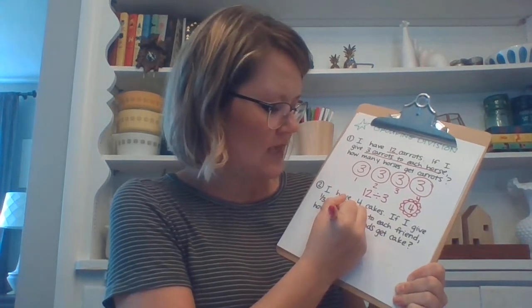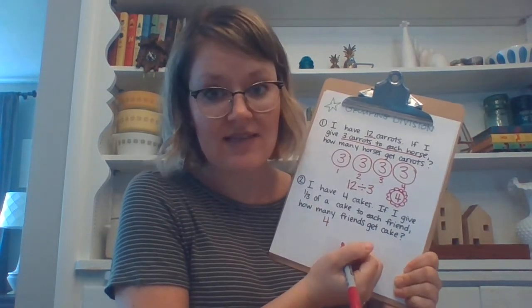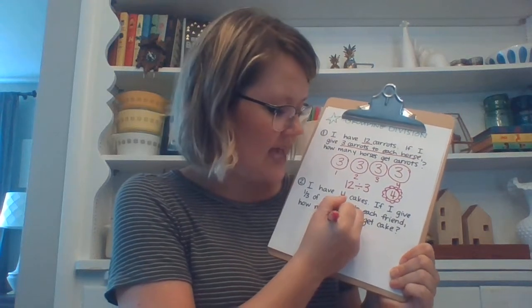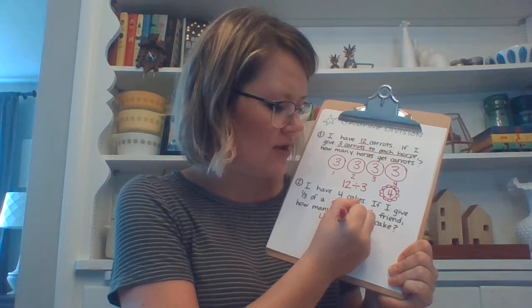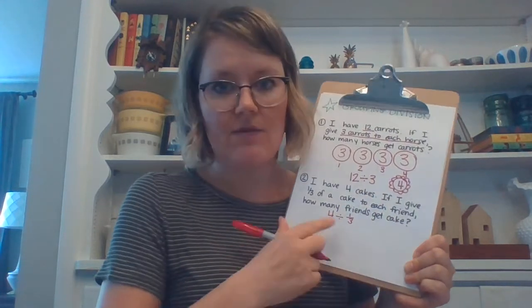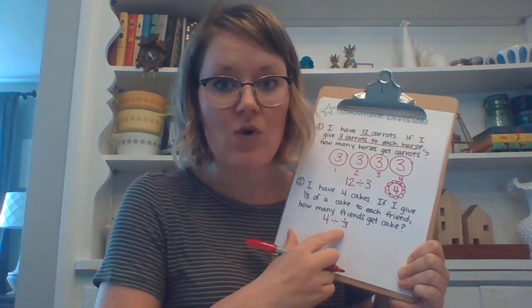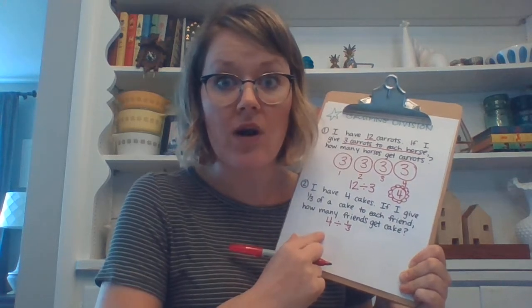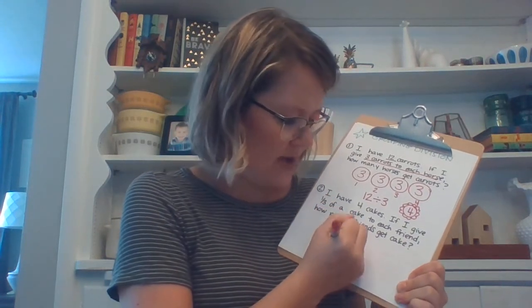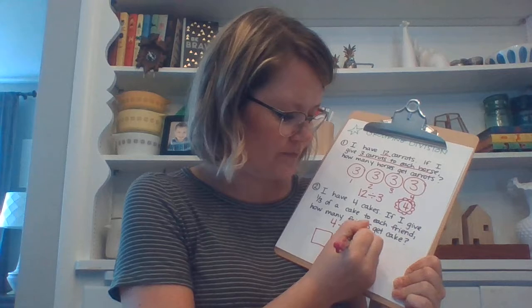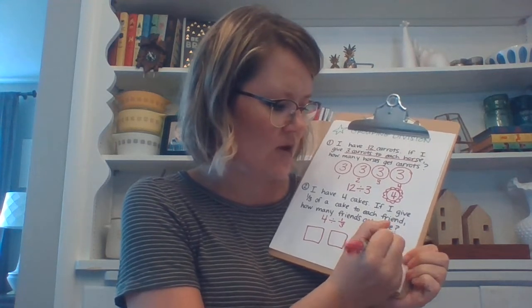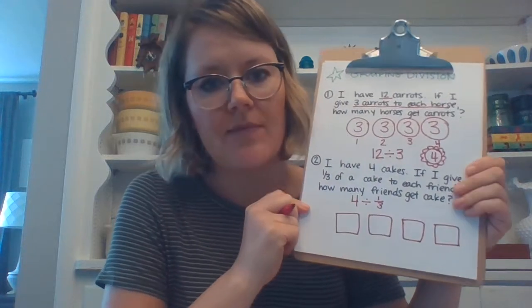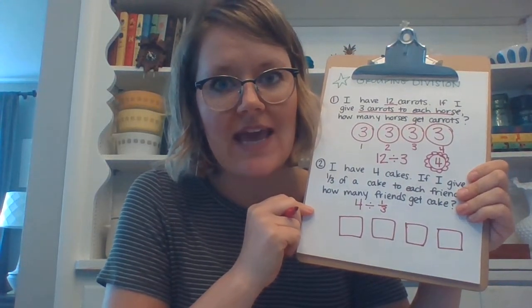So here I'm starting with 4 cakes. That's the total amount that I have. And I'm going to share it by giving 1/3 to each person. And then I'm going to try and figure out how many 1/3s are in 4. So here, I'll start by drawing 4 cakes. We'll call them small cakes because to give 1/3 of a cake away is a lot of cake. Okay, and I'm going to give 1/3 of a cake to each friend.